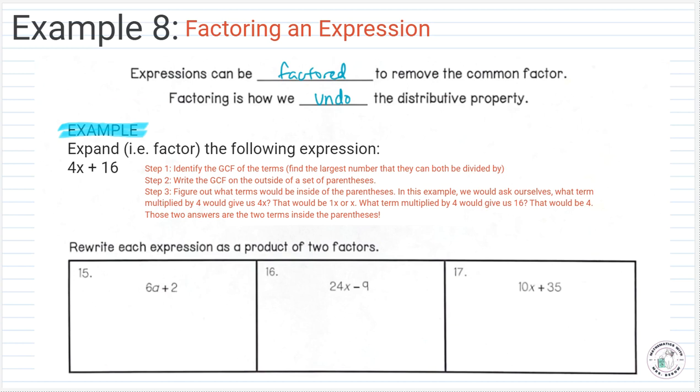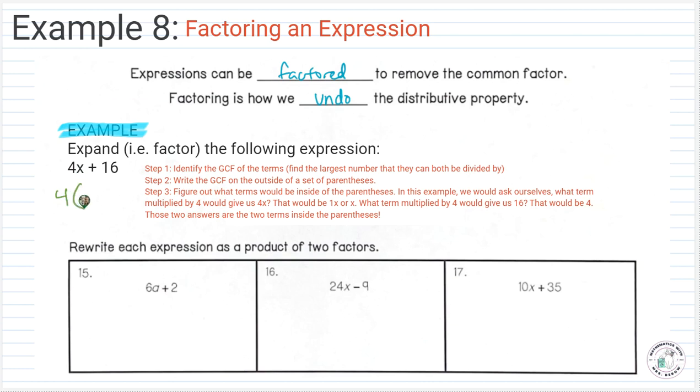So we got 4x plus 16 in this first example up here. So the first thing is you're going to identify the greatest common factor of the terms. Essentially, find the largest number that they can both be divided by. We have 2 terms. What's the largest number that can go into each of them? So then you're going to write the GCF on the outside of the set of parentheses. So I know that for 4x and 16, the GCF of those is 4, right? That's the biggest number that they can both be divided by.